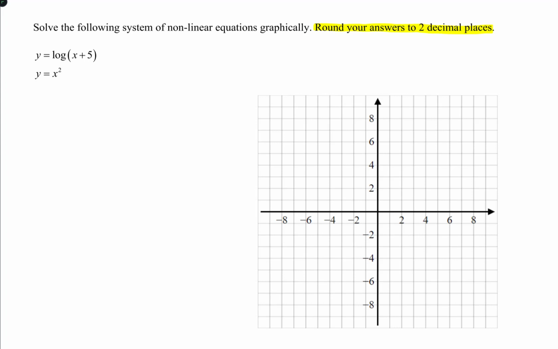Now, an approximate solution does need to be accurate to a certain number of decimal places, and in this case it needs to be accurate to 2. But I'll show you how to get that in just a moment.